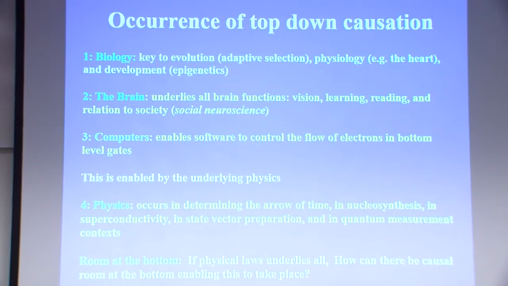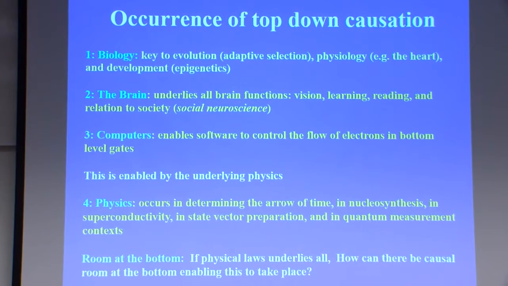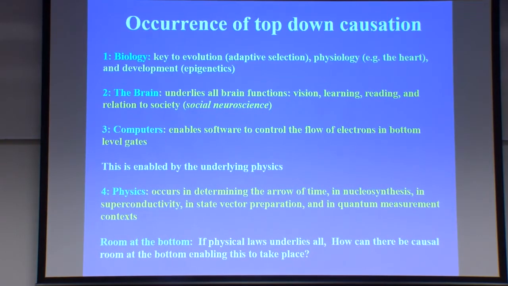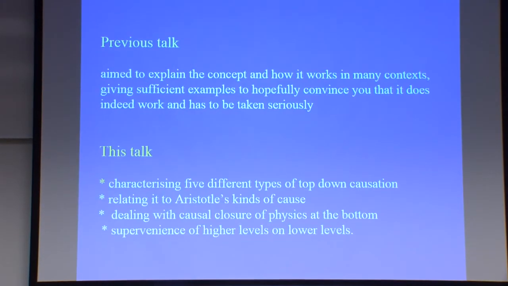And in physics, I haven't talked about all of these. It occurs determining the arrow of time, which I'll talk about on Friday. It occurs in nucleosynthesis in the early universe. It occurs in superconductivity, in state vector preparation, and in quantum measurement contexts. We could talk about those. Now, the question is, room at the bottom. If physical laws underlie all, how can there be causal room at the bottom, enabling this to take place?